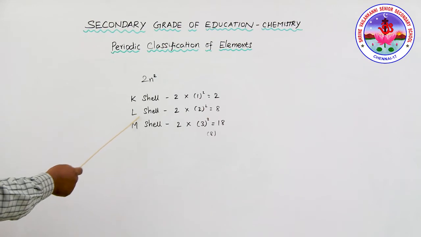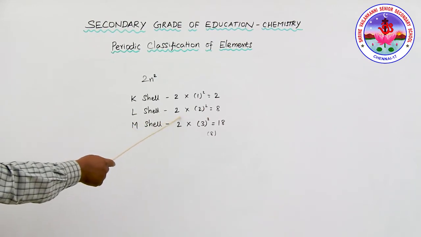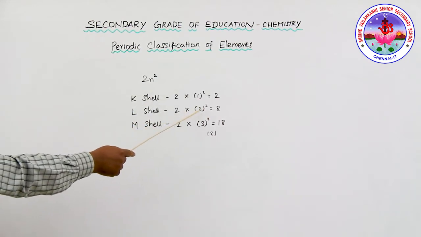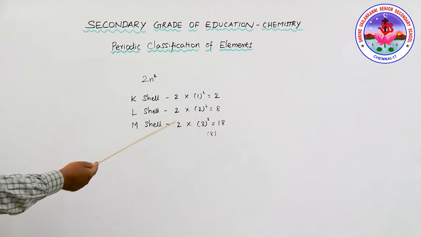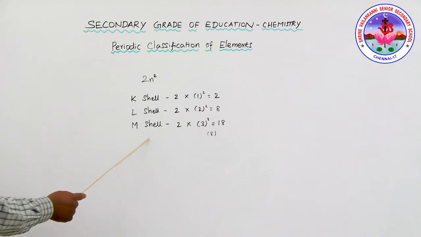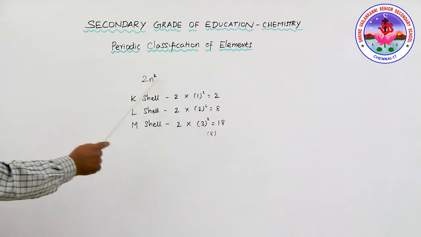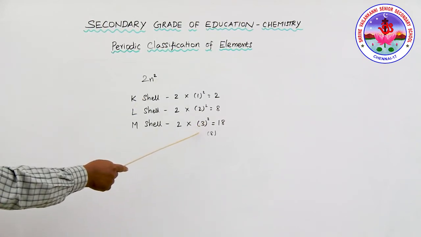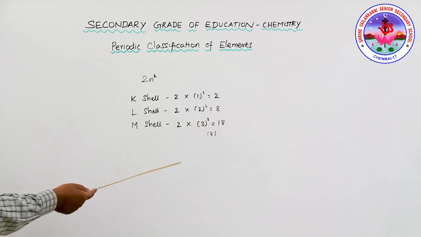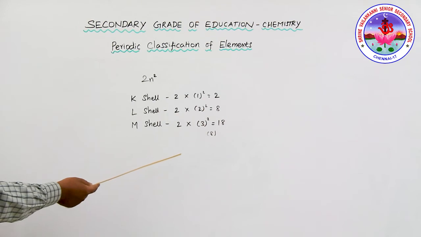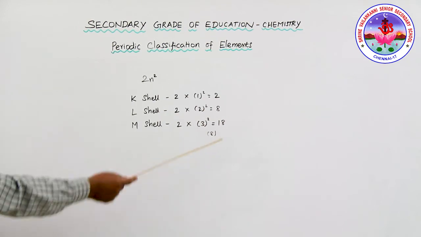Then for the L shell, n is equal to 2, so 2 into 2 square becomes 8. Hence the second period has 8 elements. Then the M shell, n is equal to 3, so 2 into 3 square becomes 18. But the outermost shell can have only 8 electrons, so the third period also has only 8 elements.